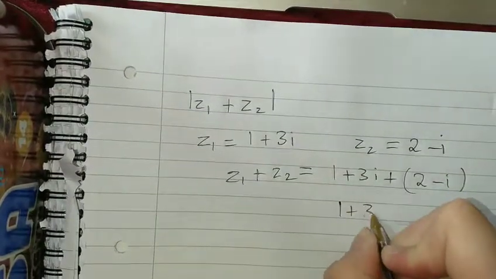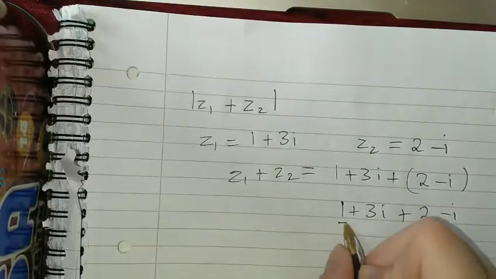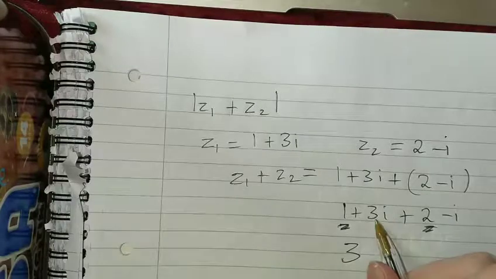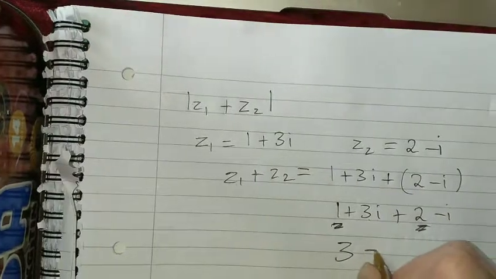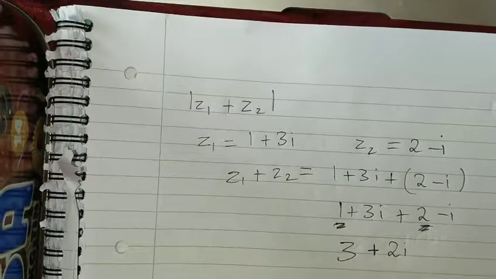So that'll be 1 plus 3i plus 2 minus i. So my real parts can be added together, my 1 and my 2, which will give me 3. And then my 3i and my minus i, so that'll be plus 2i. So that's z1 plus z2.